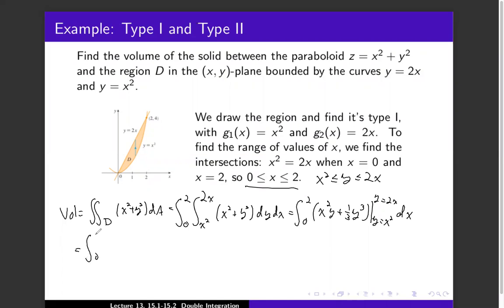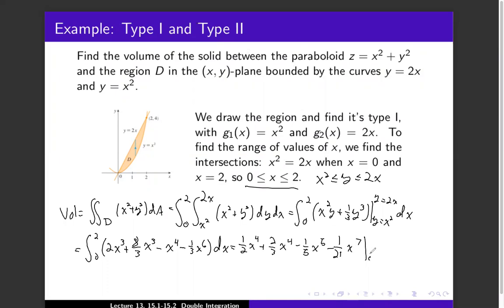Well, after plugging those in, the integral from 0 to 2, y equals 2x, that's going to become 2x cubed plus 8/3 x cubed minus x to the 4th minus 1/3 x to the 6th dx. Okay, so that's going to become 1/2 x to the 4th plus 2/3 x to the 4th minus 1/5 x to the 5th minus, sorry, not 7/3, minus 1/21 x to the 7th, evaluated from 0 to 2.